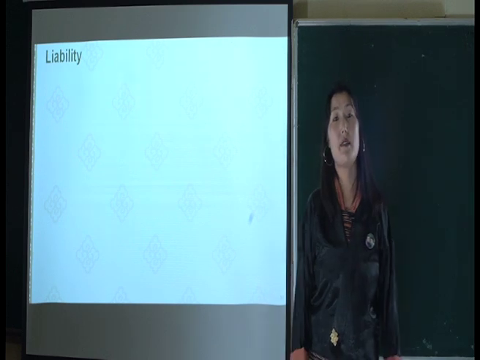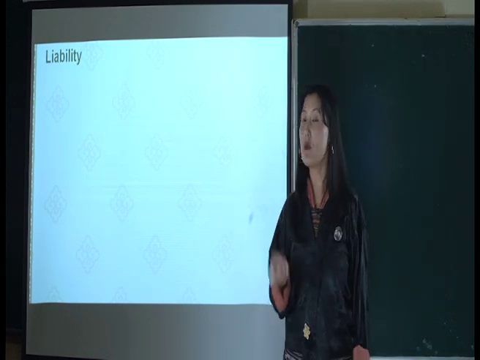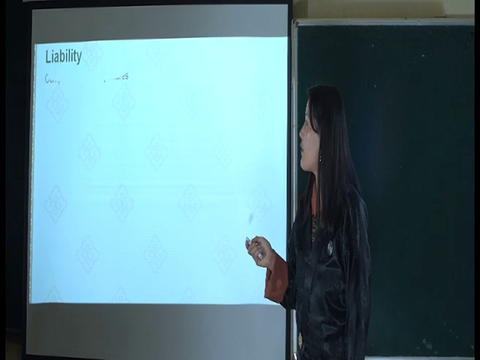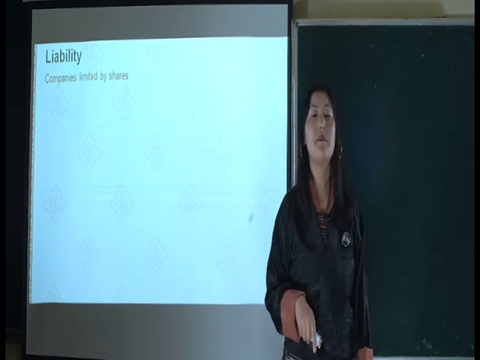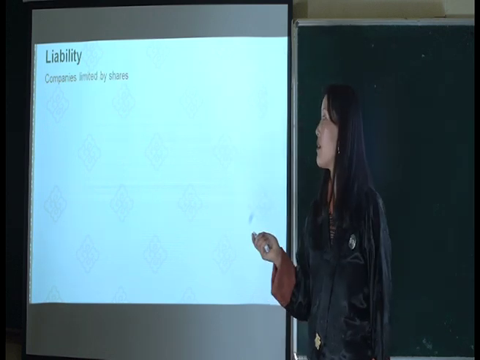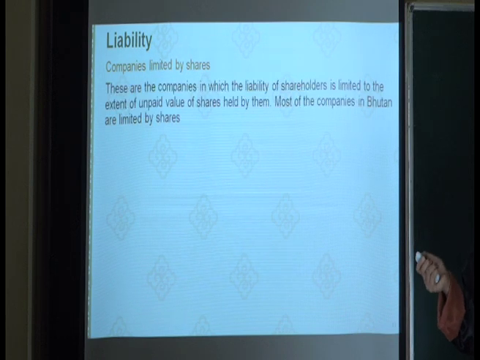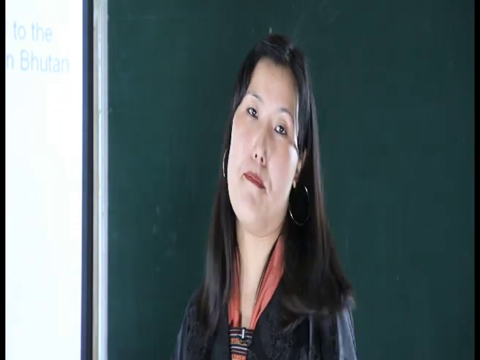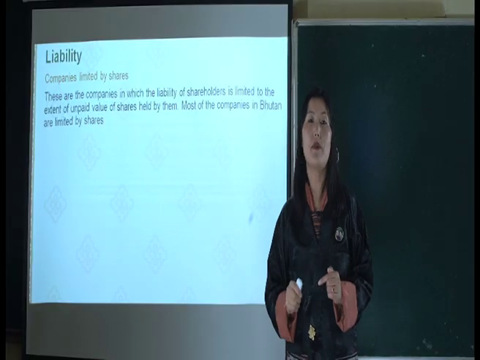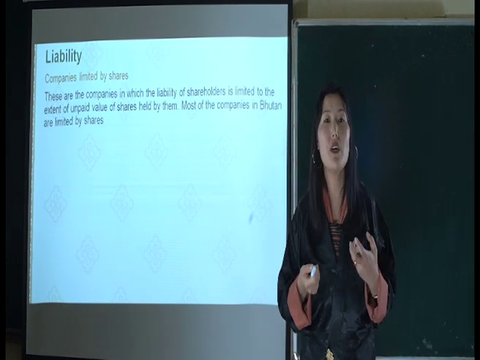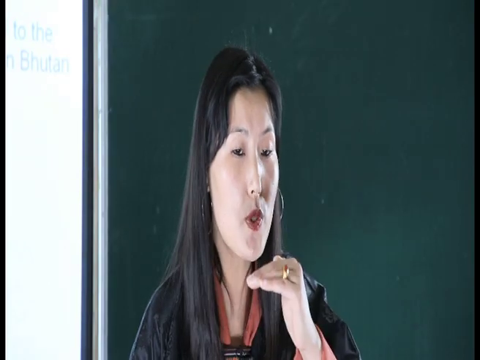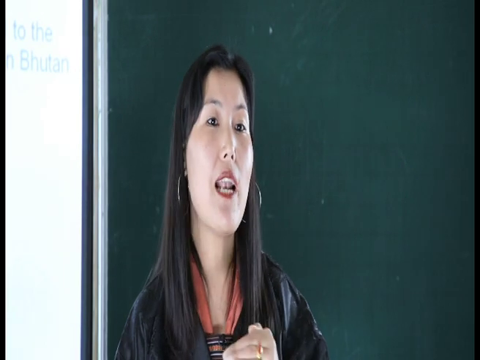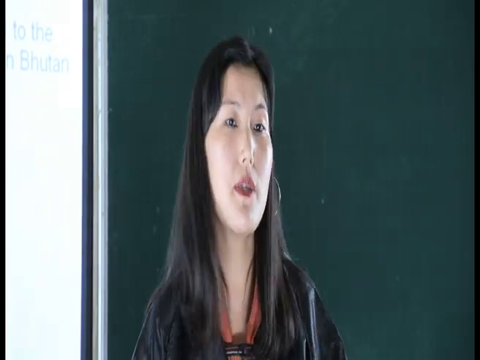Now, next one is based on liability. Based on liability, we have companies limited by shares. These are companies in which the liability of the shareholder is limited to the extent of the unpaid value of shares held by them. Those types of companies where the liability of the shareholder is limited up to the unpaid value of the shares held by that person.